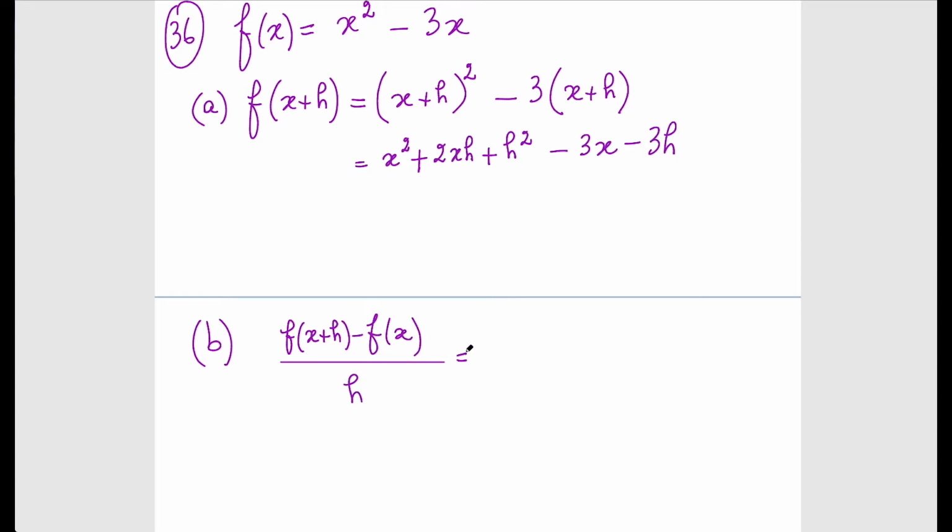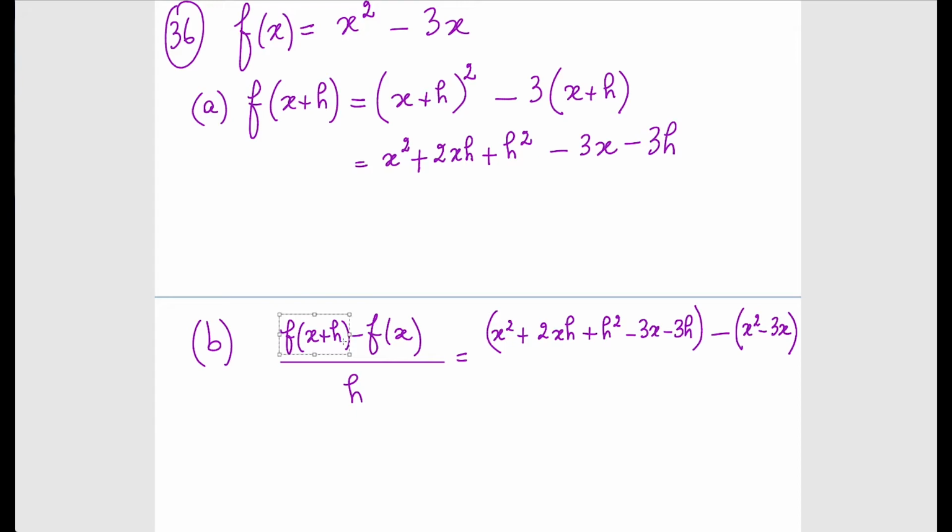Okay? Alright, f of x plus h, I just found it. It's all this guy. So x squared plus 2xh plus h squared minus 3x minus 3h. Correct? This is this guy minus f of x, and f of x is x squared minus 3x. Agree with me? Let's be very clear again.